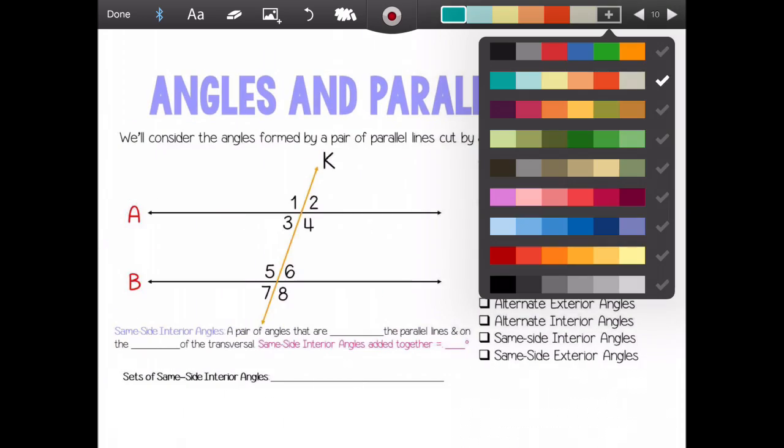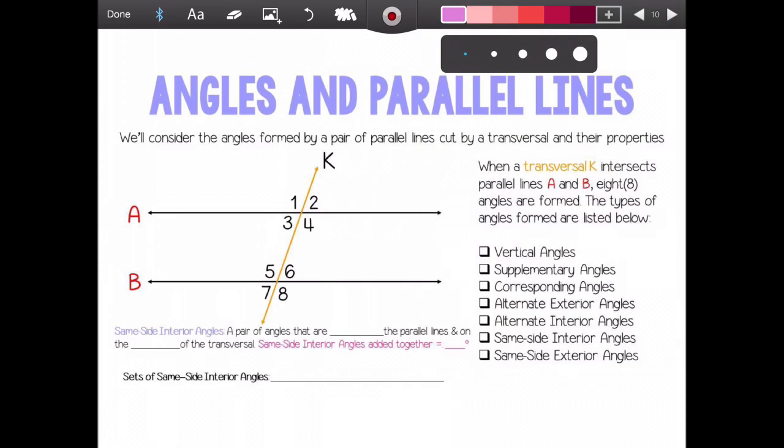The next one, let me pick a different color here. The next one we're going to talk about is same side interior angles. So again, in the vocabulary term, it kind of tells you which angles we're going to be looking at. We're going to be looking on the same side, and we're going to be looking at the interior angles. So we said the interior angles are again in between or inside. So that goes in that blank there. You could either put in between as well.